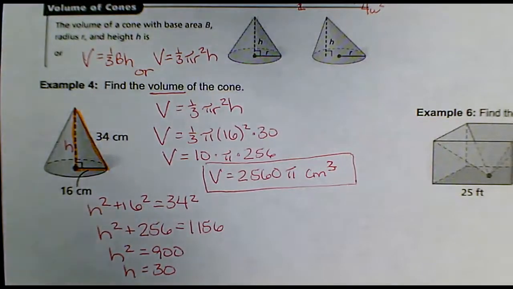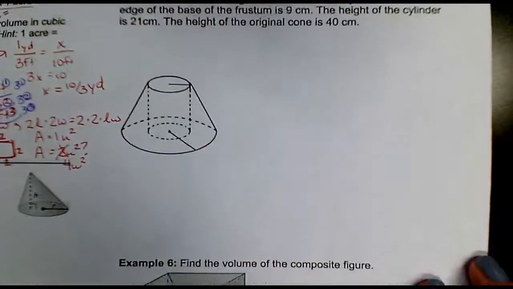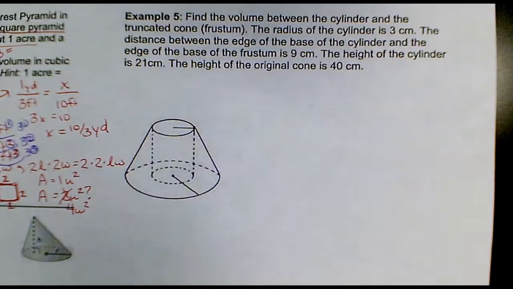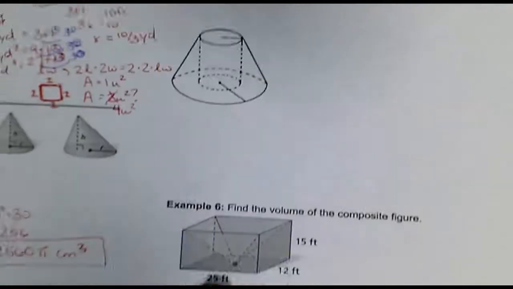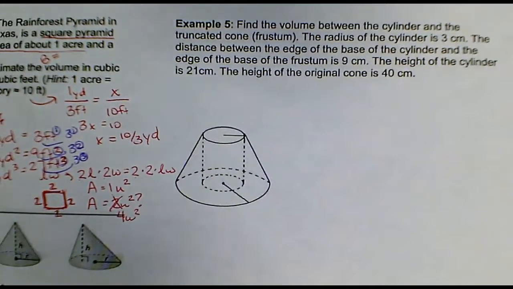Okay, so we have one last problem today. Actually, we have two, but this last one is something that you haven't seen before. So example 6, we've seen, but we just found the surface area. In example 5, we've not seen anything like this before. It says, find the volume between the cylinder and the truncated cone or frustum.